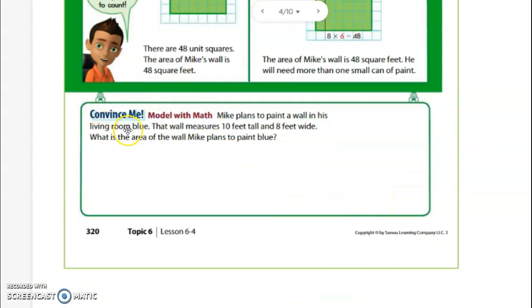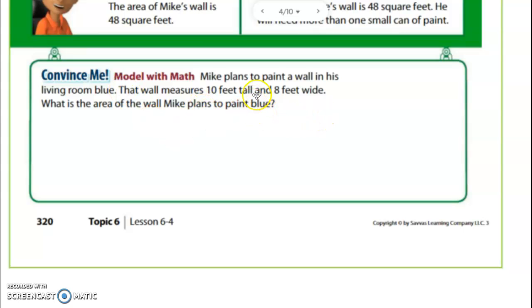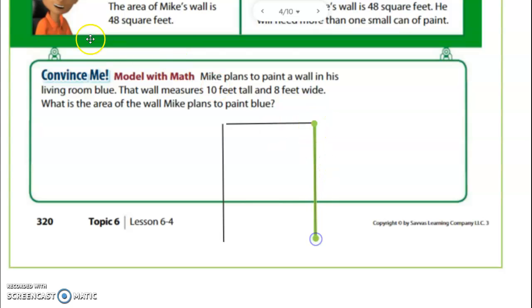Now we're going to do this convince me part today. It says Mike plans to paint a wall in his living room blue. That wall measures 10 feet tall and 8 feet wide. What is the area of the wall Mike plans to paint blue? So first we can draw this shape by making a rectangle to represent our wall.